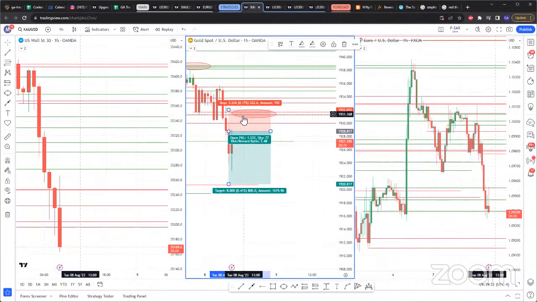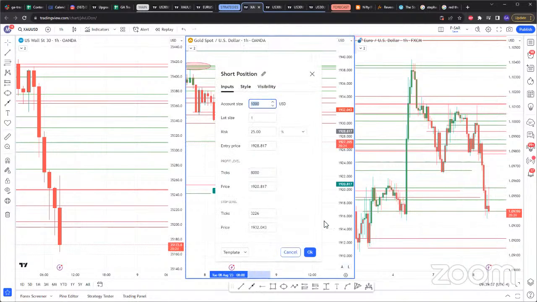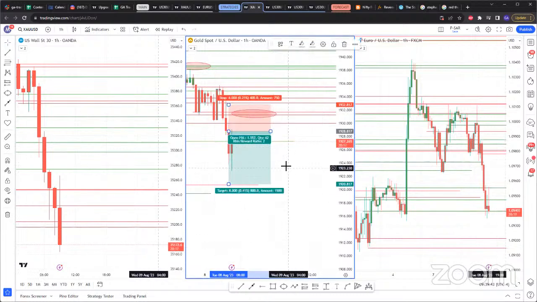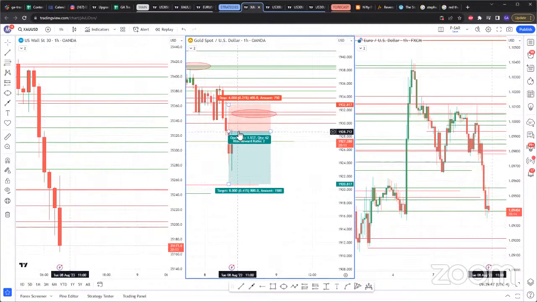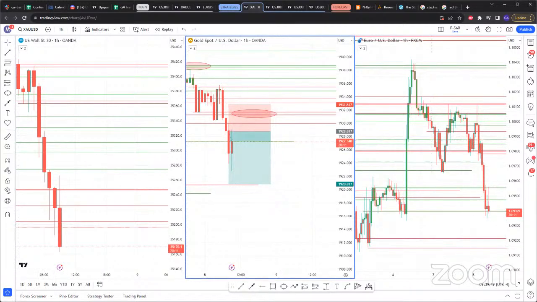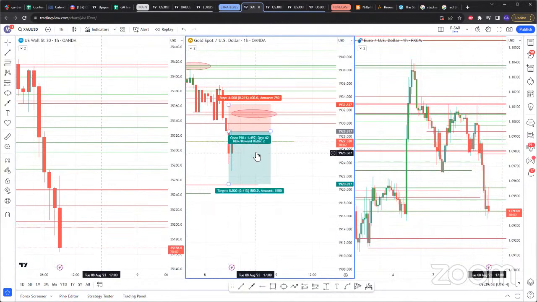So for this one, I entered that trade. And for me with these trades, I think I did a 40 pip stop loss and 80 pip TP. So this gave me a 1:2 risk to reward. And I was risking, no, I was risking 0.5%, and I was looking to make, of course, 1% for this trade if it did hit.